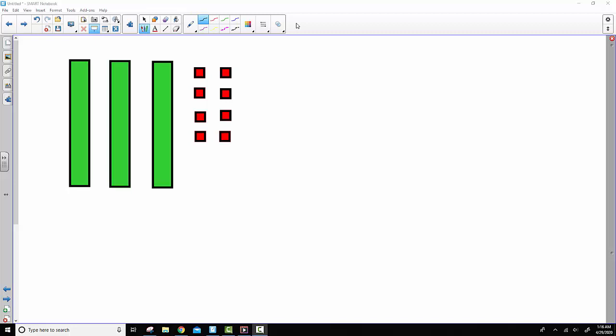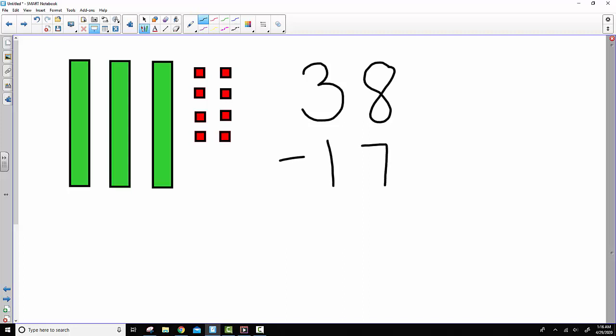As you can see, we have our tens columns and our ones cubes. This happens to be 38. We have 3 tens and 8 ones. Let's subtract 17 from that number. If you'll recall, 38 is the minuend and 17 is the subtrahend.